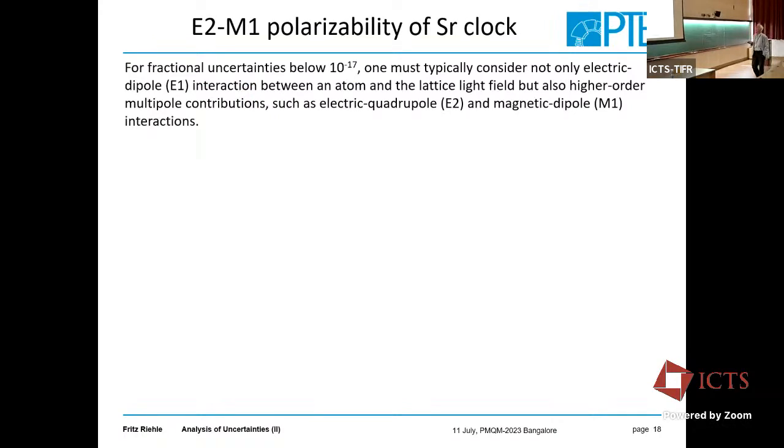But if you go further to lower uncertainty, fractional uncertainty below 10 to minus 17, you also have to consider other transitions, E2, M1. It's not only an electric field, but there is also a magnetic field. Usually you say, oh, magnetic field interaction is smaller than electric field. But if you have such an accuracy, you have to consider this.